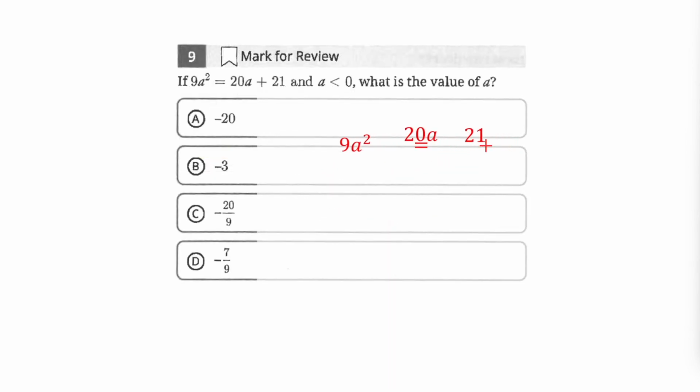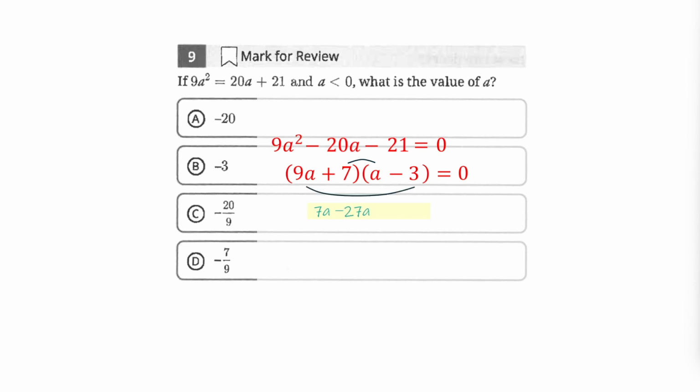You have this equation. To solve for a, move everything to one side, setting them equal to 0. Remember, when you move a term, you change the sign to its opposite. Let's factor this polynomial. I'm going to do a quick trial and error. The leading term can be factored into 9a and a, and the constant term can be factored into 7 and -3. Let's see if the product of the inner terms and the product of the outer terms give us the middle term of -20a. 7a minus 27a equals -20a, which does produce the middle term. So this is the correct factorization.